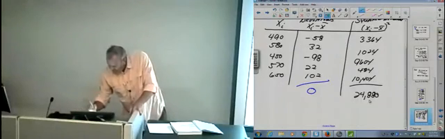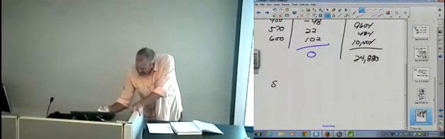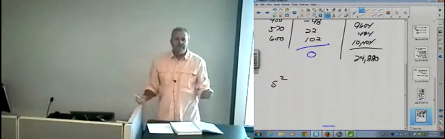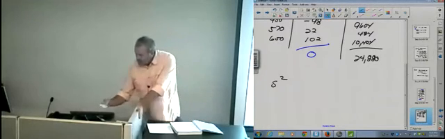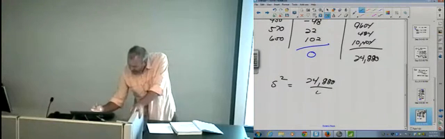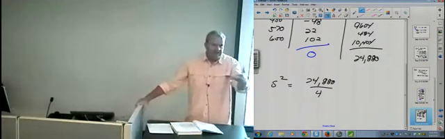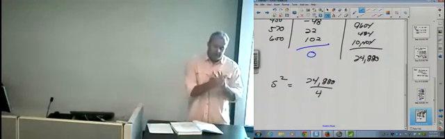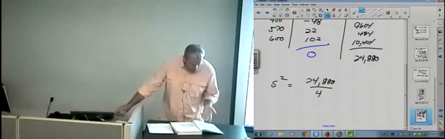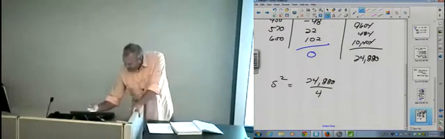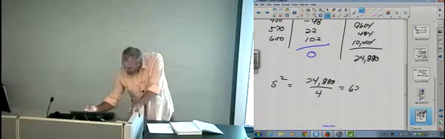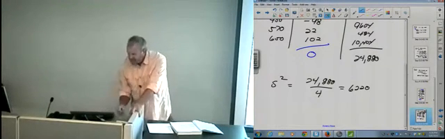So if I want the variance at this point, remember, we're talking about variance. You're going to take 24,880, and you're going to divide by 4. Does everybody know why we're dividing by 4? It's always one less than the number of observations you're working with. You're working with 5 here. We're going to divide by 4. And when we do that, we're going to get 6220. That's the variance.